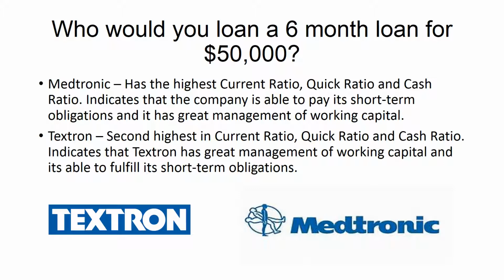The second choice would be Textron. Textron had the second highest current ratio, quick ratio, and cash ratio, which indicates that Textron has great management of working capital and it has enough current assets to cover its current liabilities.